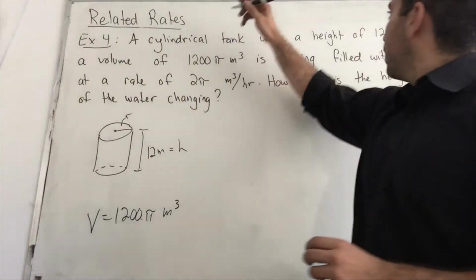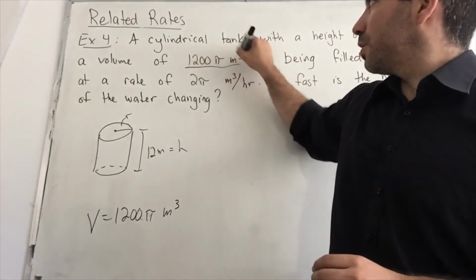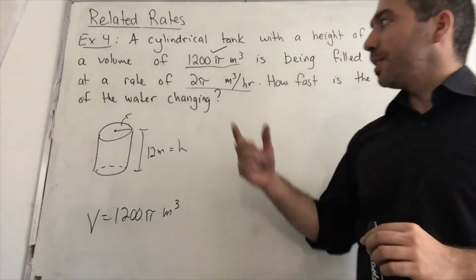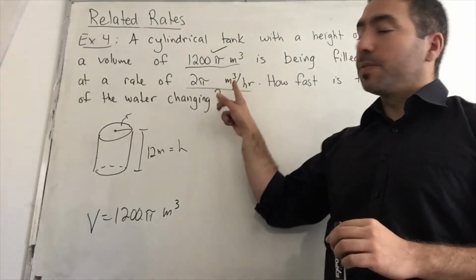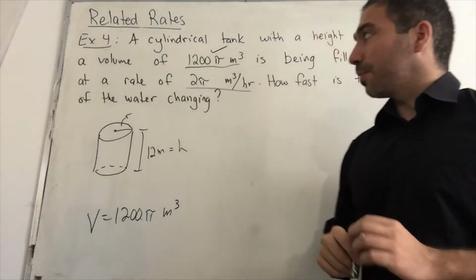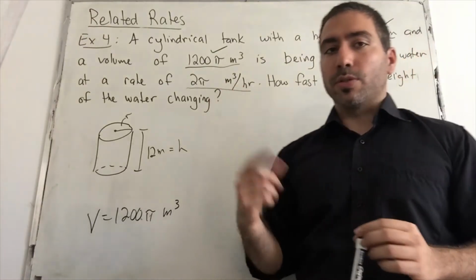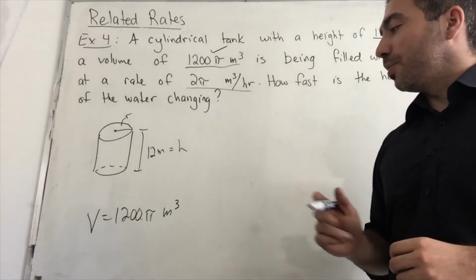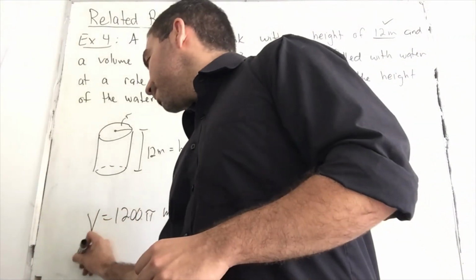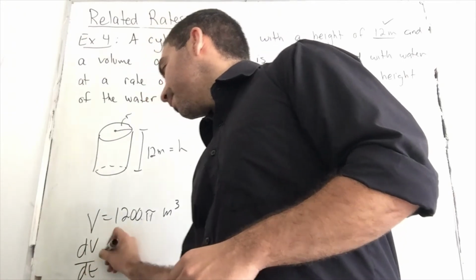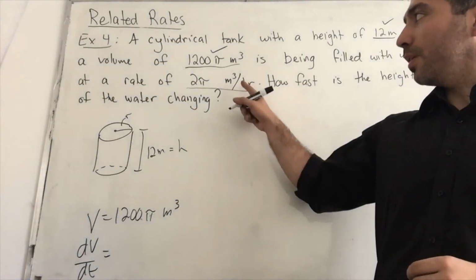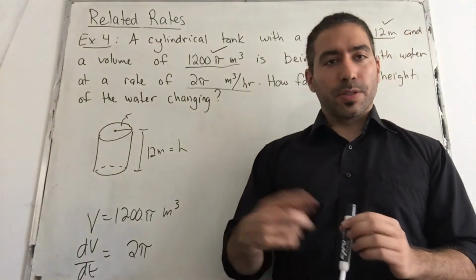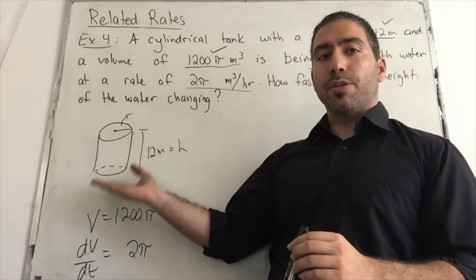So we dealt with the 12, we dealt with this, and we have to figure out what the 2 pi represents. Look at the units, meters cubed per hour. The fact that it's meters cubed, it's talking about volume, and since there's a rate, we know it's a derivative. So filled with water at a rate of 2 pi meters cubed per hour, this is the change in the volume with respect to time. It's the derivative of the volume, giving us 2 pi. And since it's being filled with water, we know it's going to be positive. The height of the water should increase.